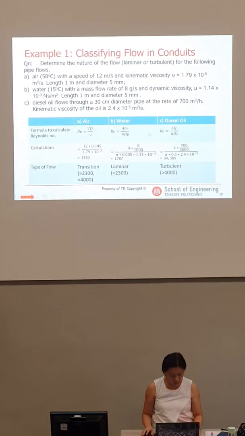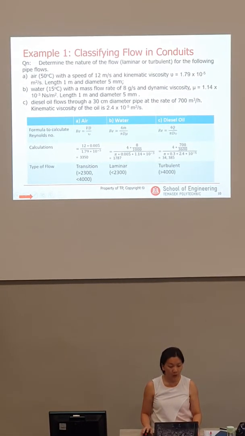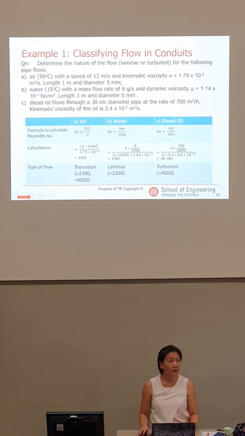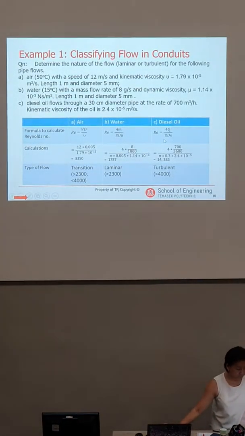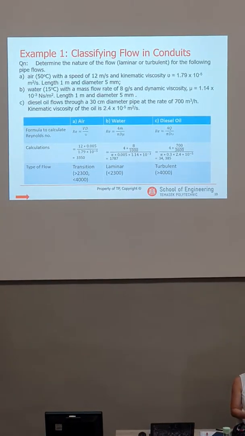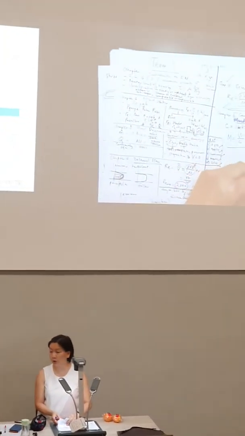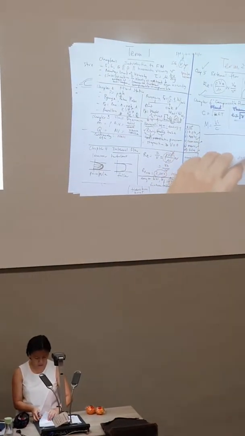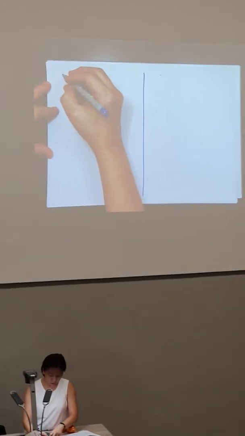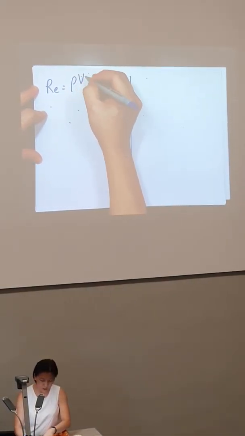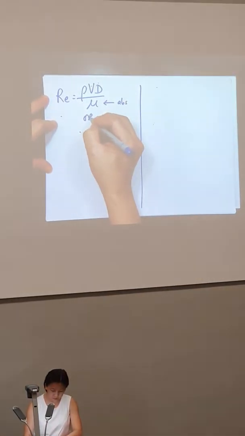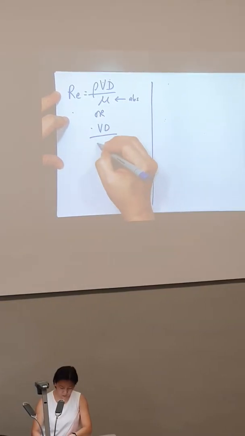We did some calculation. Now, you don't have to worry about this formula. You don't have to worry about this formula. Why? For the same question, although if you can memorize, of course you can try to memorize and solve the question. Otherwise, the default is always you have Reynolds number equals rho V D over mu. This is your absolute viscosity. Or you have V D over nu.